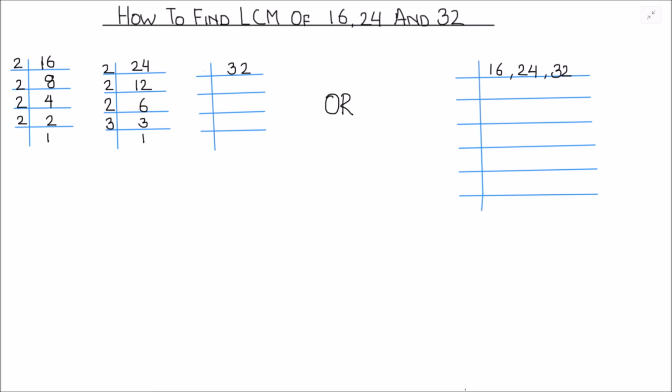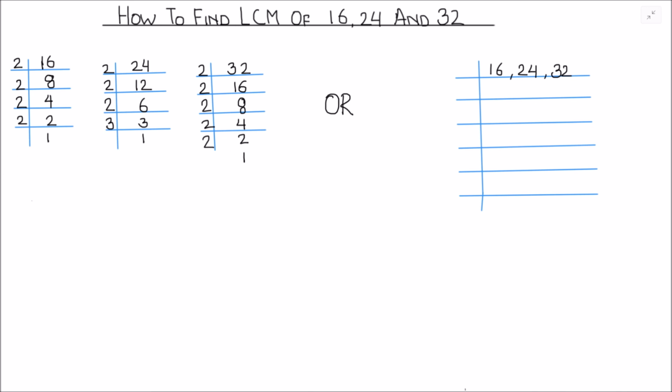Next we will divide 32 by 2. So 2 times 16 is 32. 2 times 8 is 16. 2 times 4 is 8 and 2 times 2 is 4 and 2 times 1 is 2.